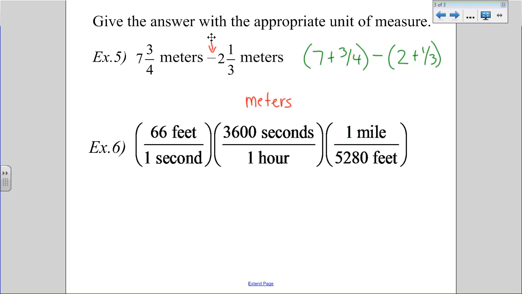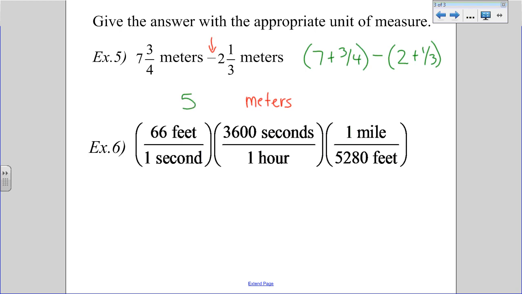We'll have problems like this that you can test your calculator on. But this is exactly what I'm going to type into my calculator. I'm going to type parentheses 7 plus 3/4. That's 7 3/4. And I'm going to minus parentheses 2 plus 1/3. That's 2 1/3. And we're going to get a decimal answer for that. We're going to have 5 meters.